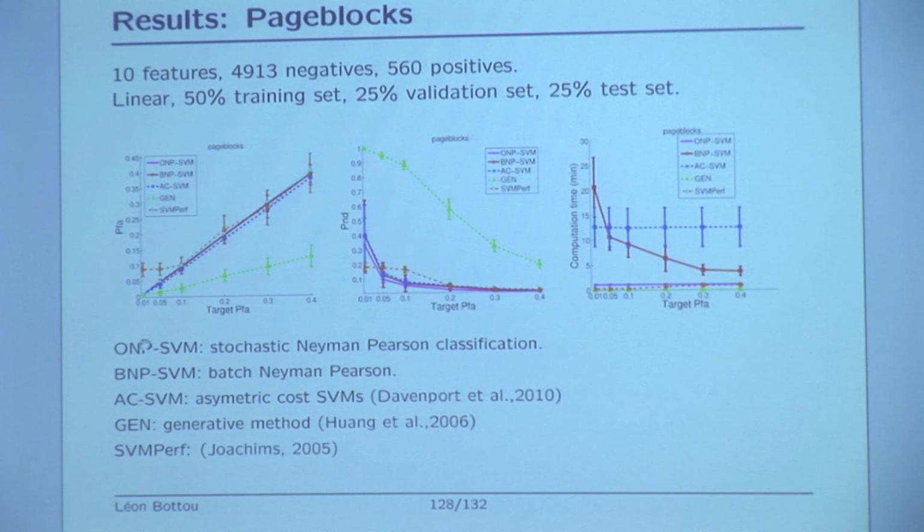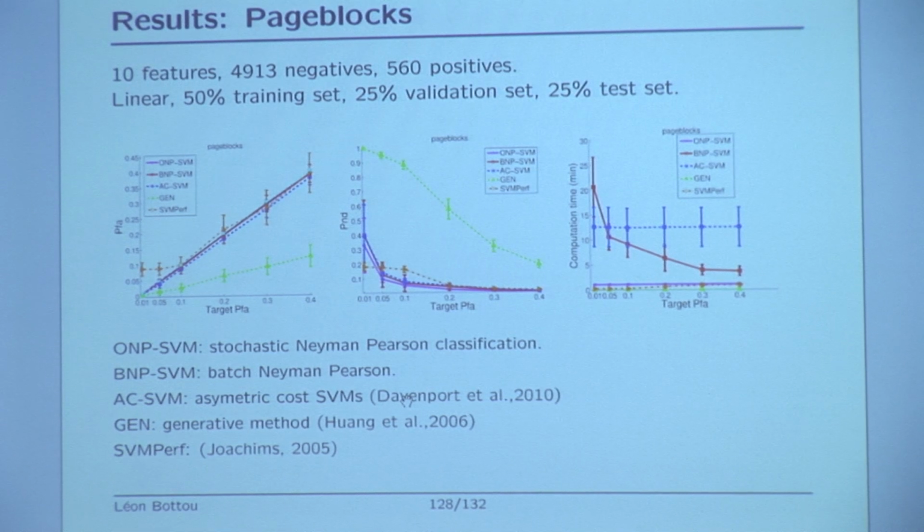There is the online Neyman-Pearson SVM, because it means it's linear with L2 regularization. That's the stochastic algorithm I just described. The BNP SVM is just the Uzawa algorithm with a couple tricks to make it faster. The AC SVM is an asymmetric cost SVM, C plus, C minus. And there is this paper, Davenport 2010, that describes a nice way to do the cross-validation fast. And in addition, you can tweak the code, and as an SVM solver, instead of using the standard stuff, you put in a stochastic gradient. So the SVM solver itself is fast.